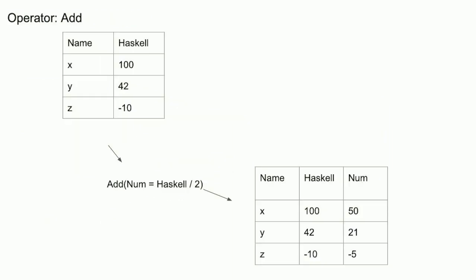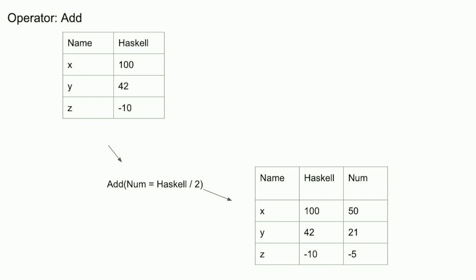The first is, we have a table, right? 3 people: X has written 100 lines of Haskell, Y 42, Z is -10. How can it be negative? Maybe they wrote too much Python or C++ and whatever. The first operator is very straightforward. It's just adding a new column, called "this number", which is Haskell divided by 2. So we are adding a new column here, and that's add.